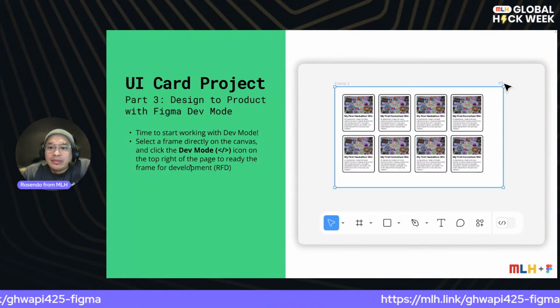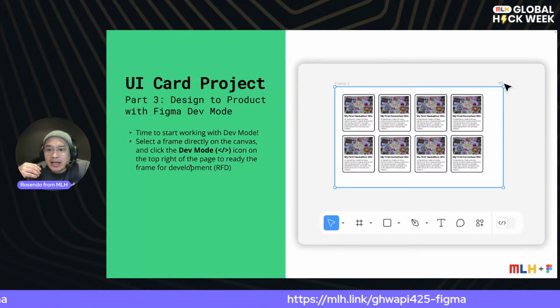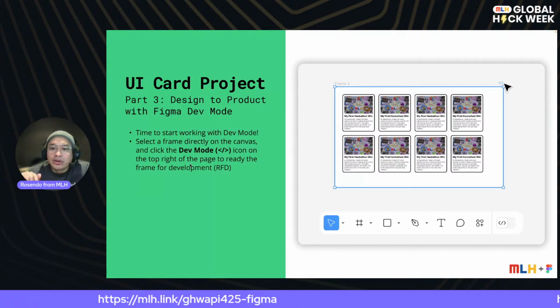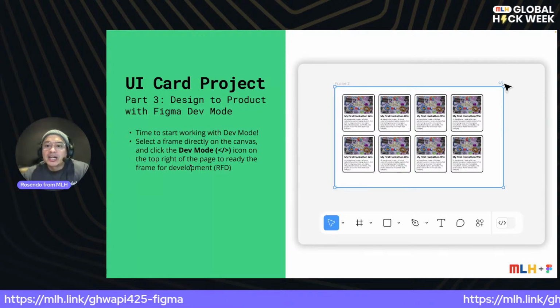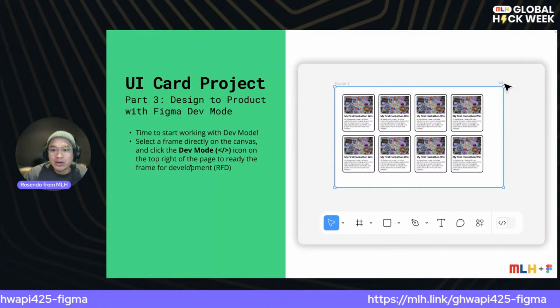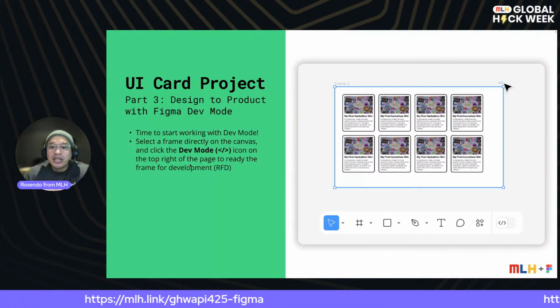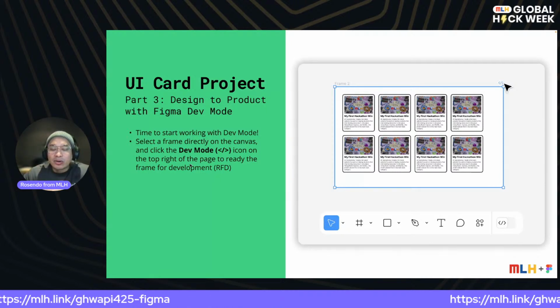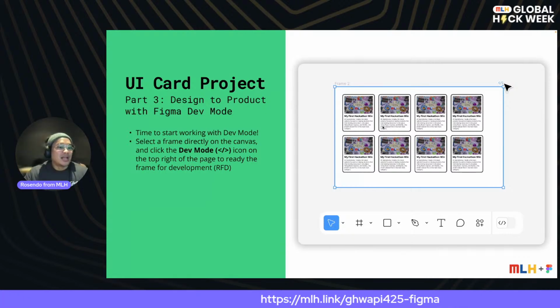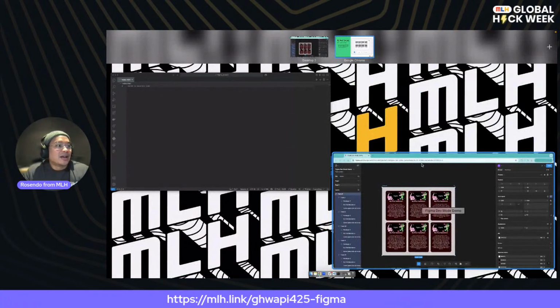So first, we're going to start by selecting the container frame that we created and getting it ready for development, or RFD. So we're going to click the dev mode button in the top right corner of the frame, and then this will make the frame easily selectable in dev mode. So only the frames selected as RFD are going to be able to basically implement dev mode. So let me show you that in the actual live demo.